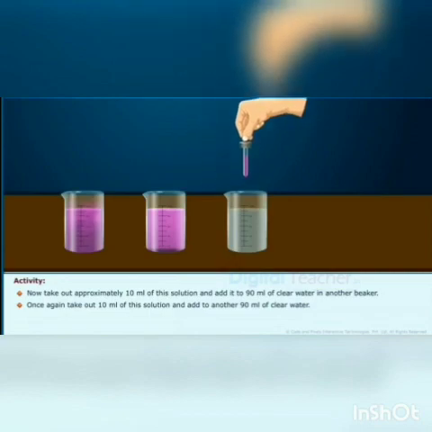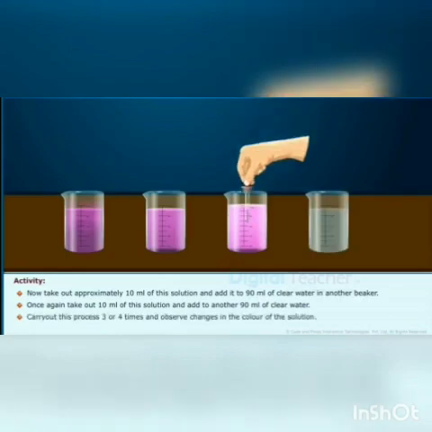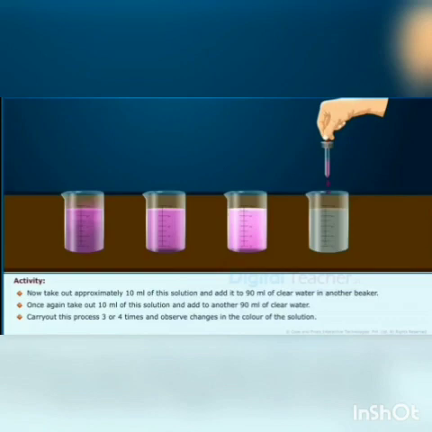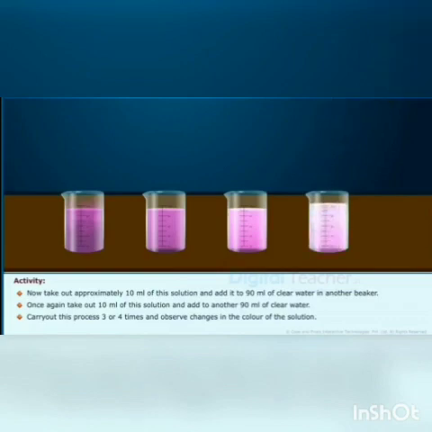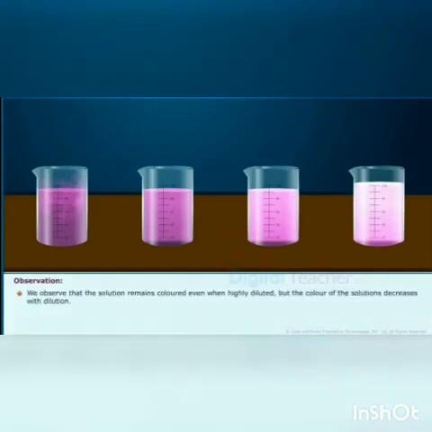Once again, take out 10 ml of this solution and add to the 90 ml of clear water. Carry out this process 3 or 4 times and observe the changes in the color of the solution. We observe that the solution remains colored even when highly diluted, but the color of the solution decreases with dilution, that is, its intensity decreases.